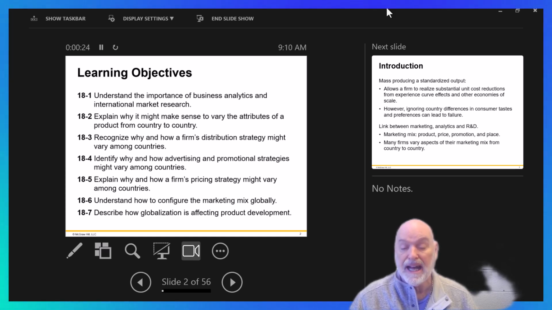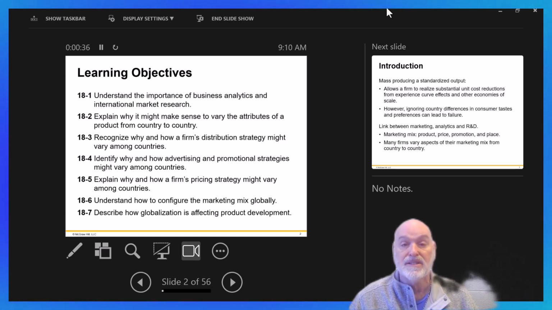Identify why and how advertising and promotional strategies might vary among countries. Explain why and how a firm's pricing strategy might vary among countries. Understand how to configure the marketing mix globally. And lastly, describe how globalization is affecting product development.